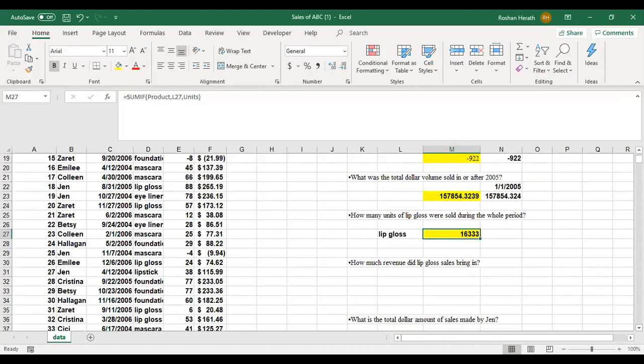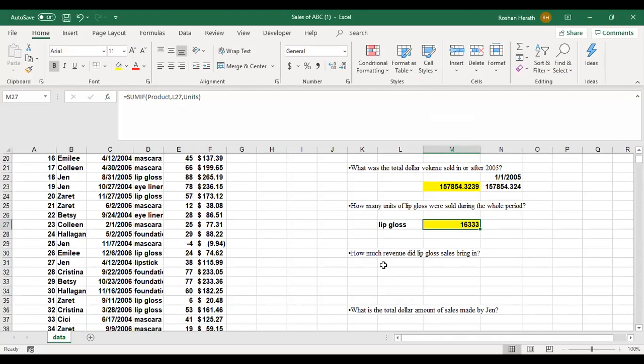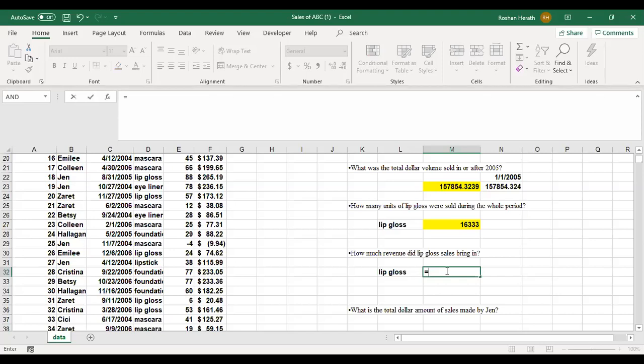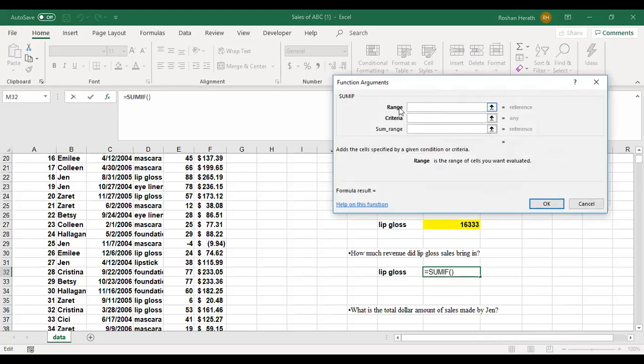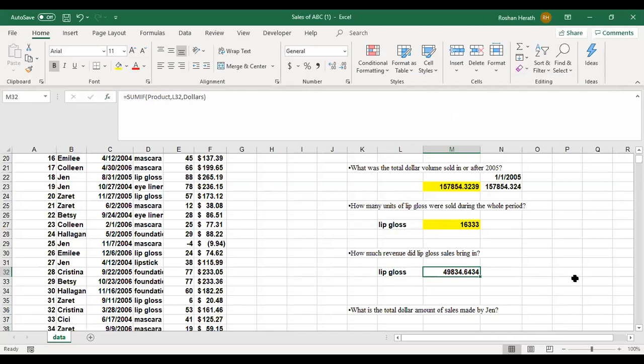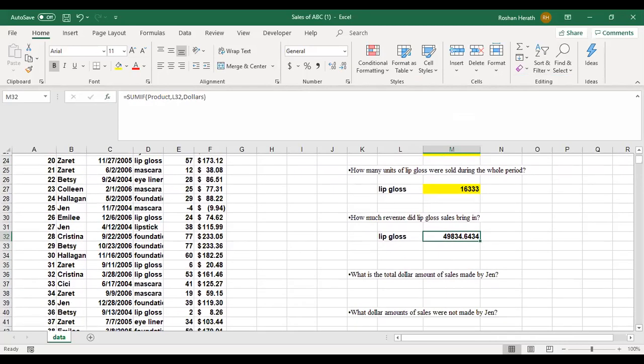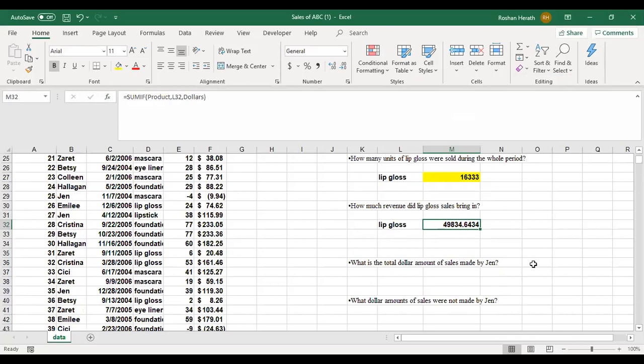Let us go through these questions first. The next question asks how much revenue lip gloss sales brought in. It is similar to the previous one, the only difference being that it is dollar value rather than units. So it is SUMIF. First you must specify where you can locate the lip gloss. It is in the product column. Then the criterion, make the reference, and the sum range must be dollars. So it brought us sales of 49,834.6434.